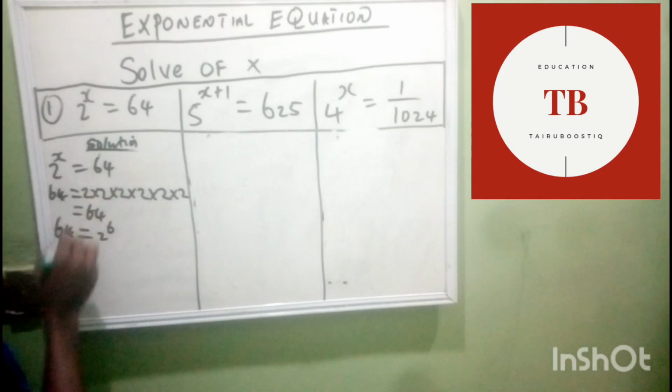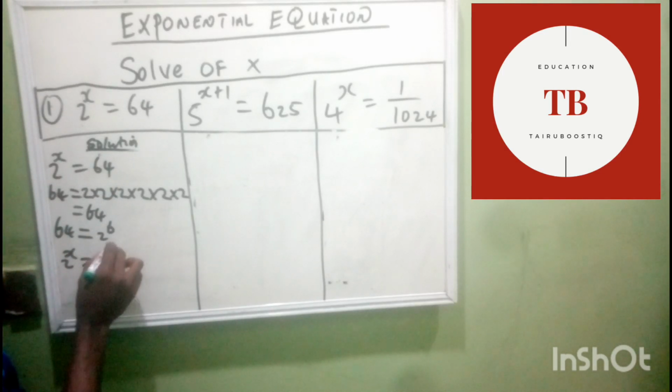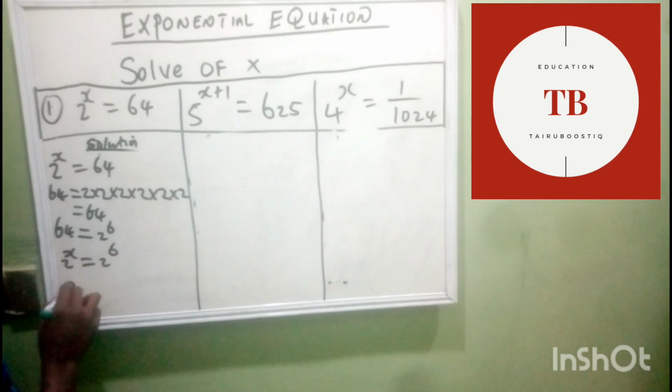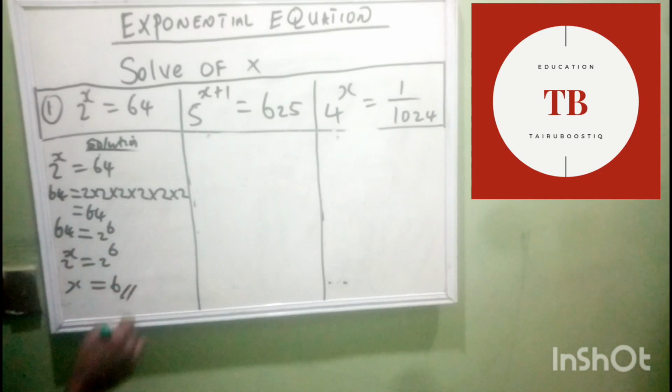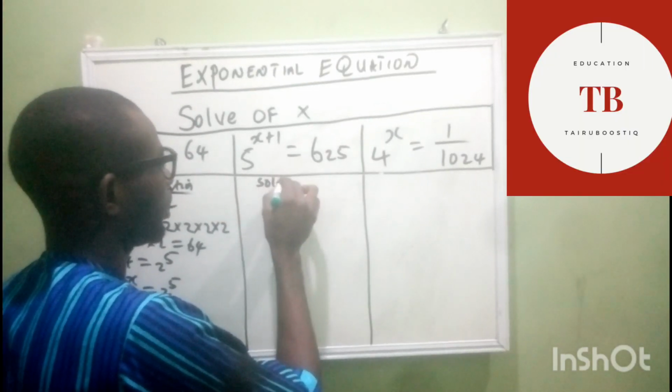So in place of 64, we're going to say 2 raised to power s is equals to 2 raised to power 6. Since the base are the same, our s is equals to 6. Thank you. Now the same thing, we move to number 2.